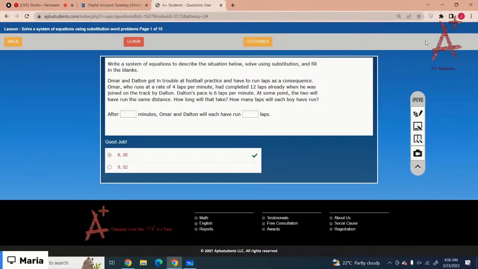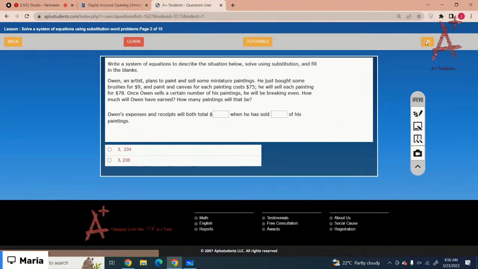Okay, let's just do another one. Owen, an artist, plans to paint and sell some miniature paintings. He just bought some brushes for $9 and paint and canvas for each painting cost $75. He will sell each painting for $78. Once Owen sells a certain number of the paintings, he will be breaking even. How much will Owen have earned?